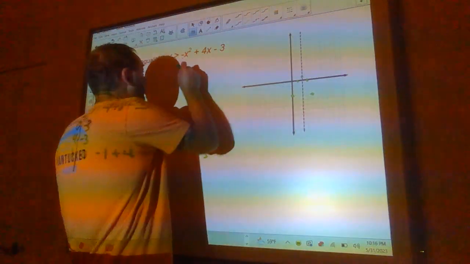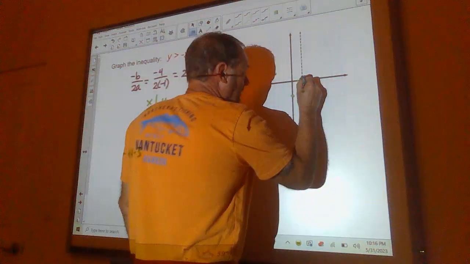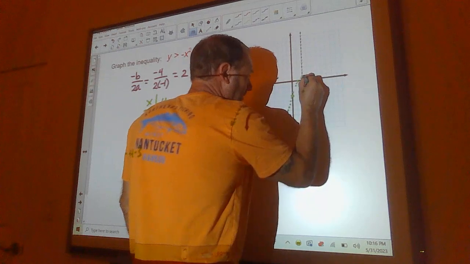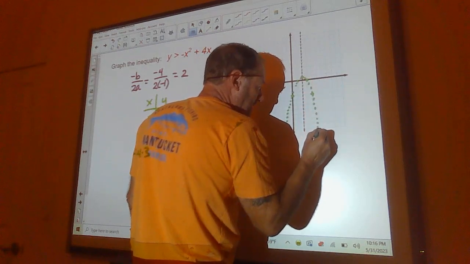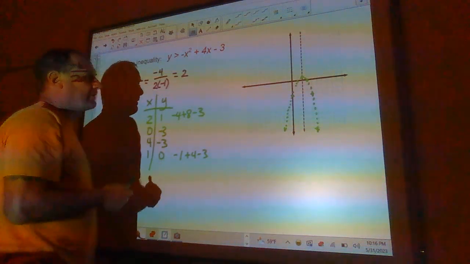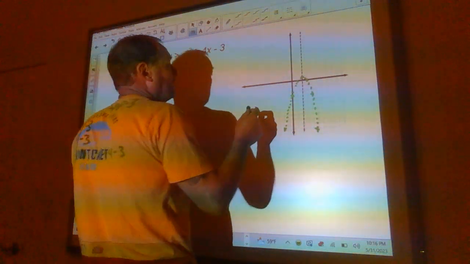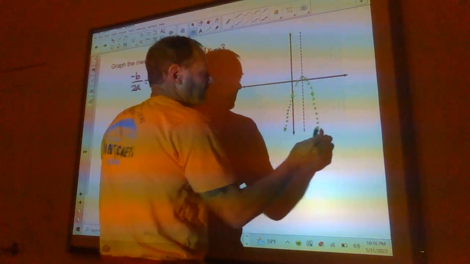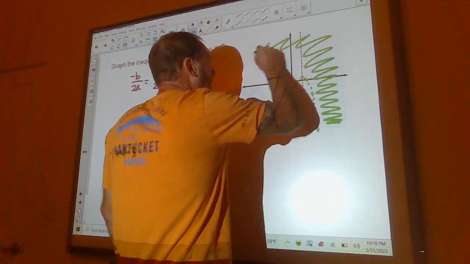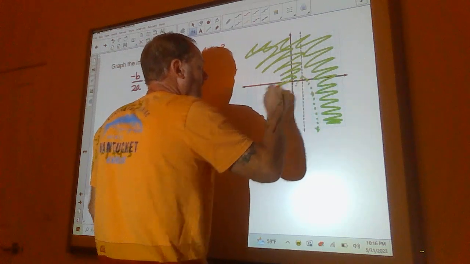Okay, so my graph is going to be dotted now because it's greater than. It's going to look like this. And so when I shade, I want to be greater than this. I'm going to shade everything above the graph right here.